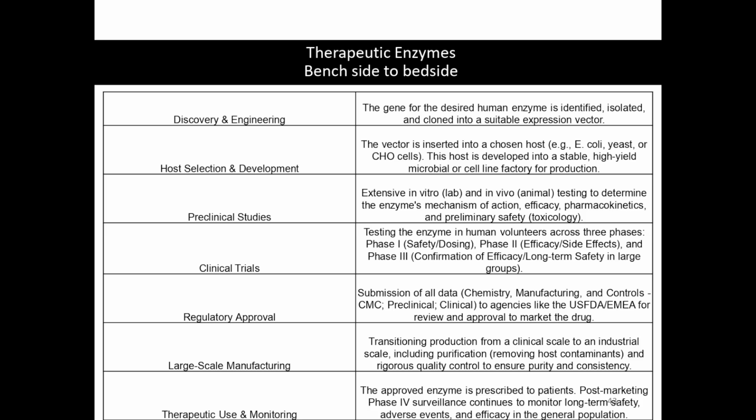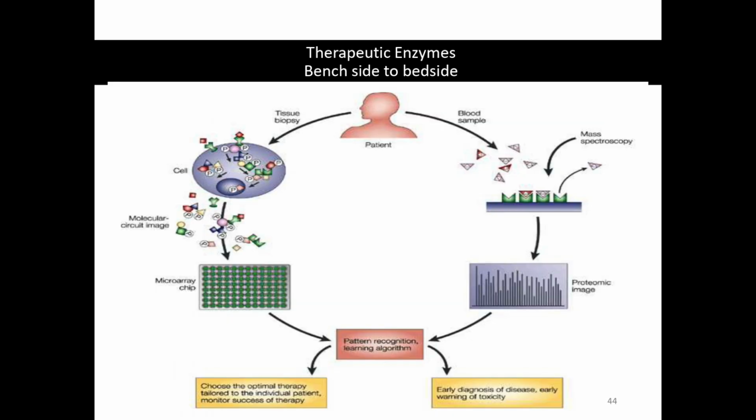3, confirmation of efficacy. Regulatory approval. All data is submitted to agencies like the US FDA for approval to market the drug. Large-scale manufacturing. Production is transitioned to an industrial scale with rigorous quality control and purification. The approved enzyme is then prescribed to patients. Post-marketing Phase 4 surveillance continues to monitor long-term safety, adverse events, and efficacy in the general population.